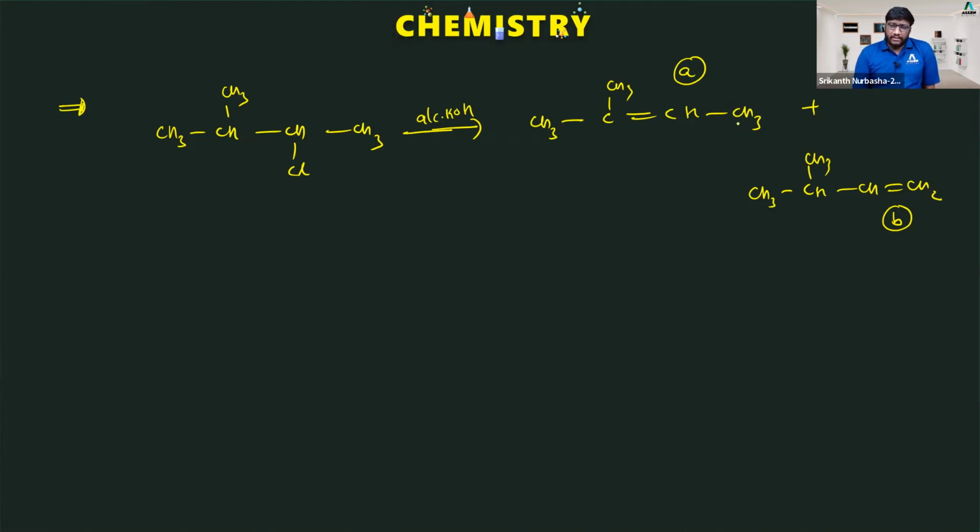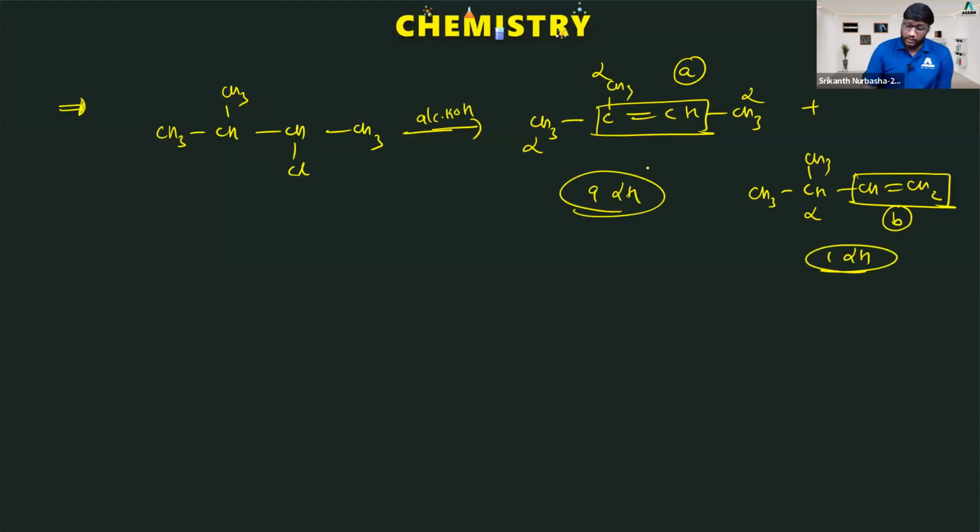No one can answer this. Whether he says A is major. Why is A major? Because of more substitution, right? This C=C is a system. This is alpha carbon, this is alpha carbon, this is also alpha carbon. In A we have how many alpha hydrogens? 3, 3, 3, so 9 alpha hydrogens. In B we have 1 alpha hydrogen. Which has more alpha hydrogens? Obviously A. So A will be major, B will be minor. Got it?